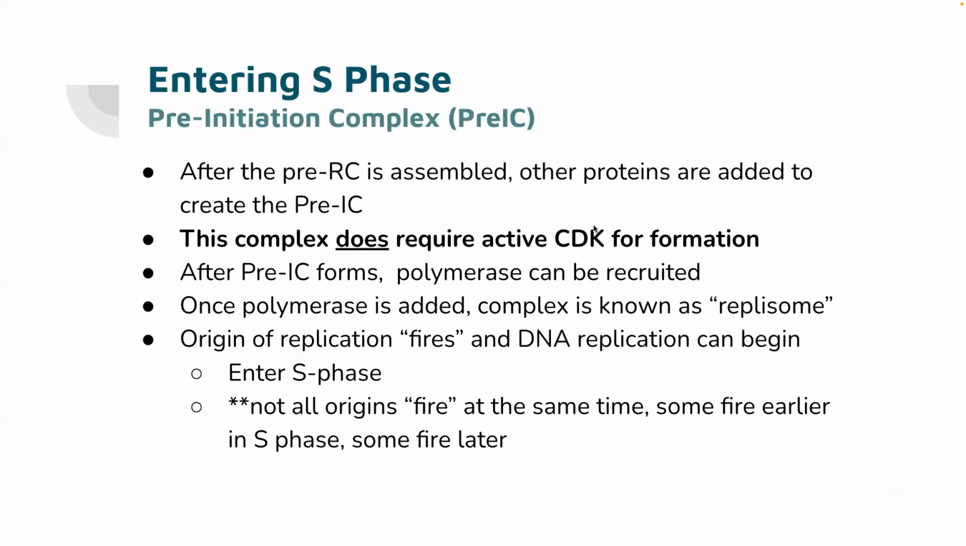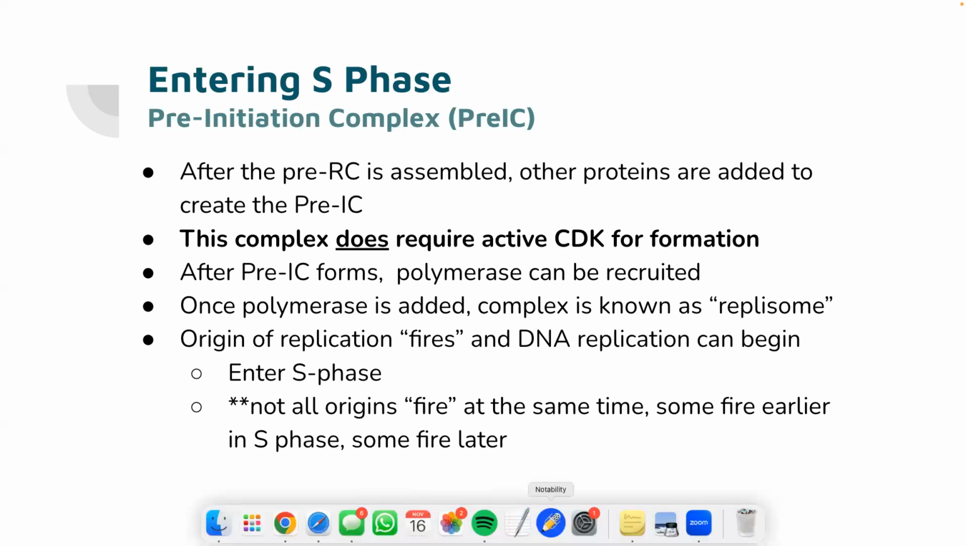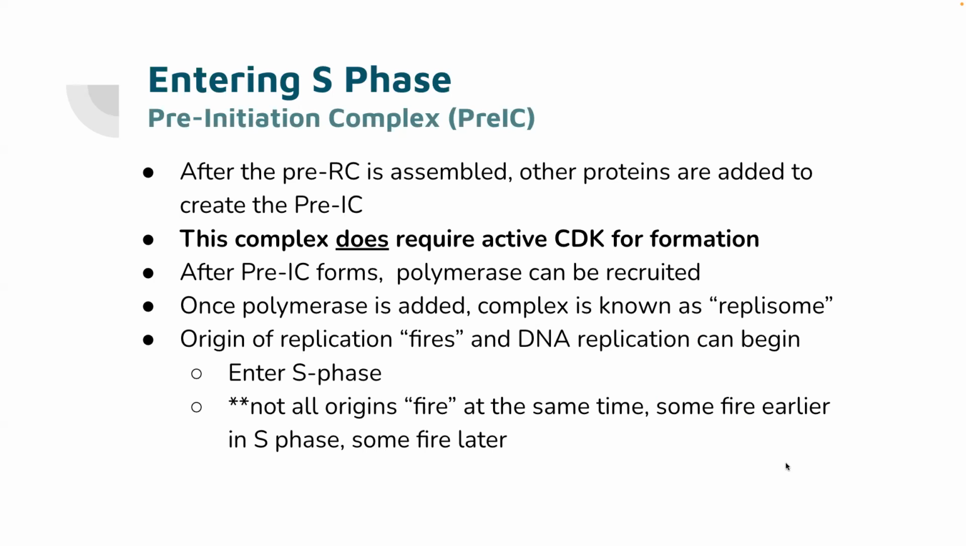And then next we're going to go into S phase. When you enter S phase, it's when the pre-IC is created. After the pre-RC is assembled, other proteins are added to create this pre-IC. This complex does require active CDK for formation. After this pre-IC is formed, the polymerase can be recruited. Once the polymerase is recruited, that whole complex together is known as the replisome. Then this origin of replication fires and DNA replication can begin, except not all origins will fire at the same time.